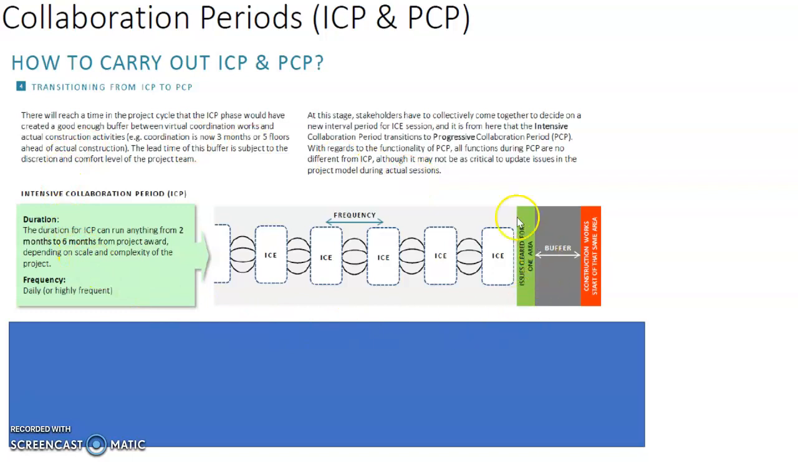This is the diagram to explain the intensive collaboration period and how it looks. The duration for the ICP can run anything from 2 months to 6 months from the project award, depending on the scale and complexity of the project. The frequency will be very high, okay? It could be daily, or very high frequency.